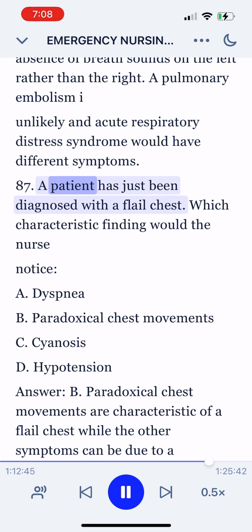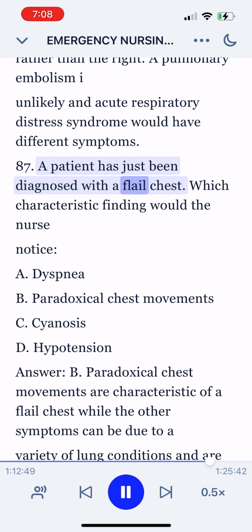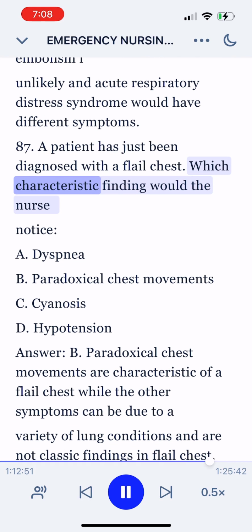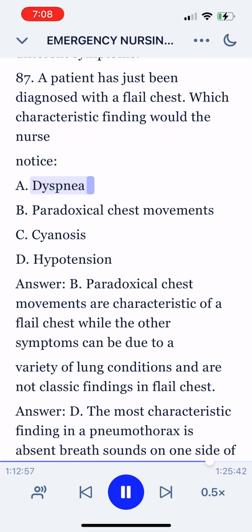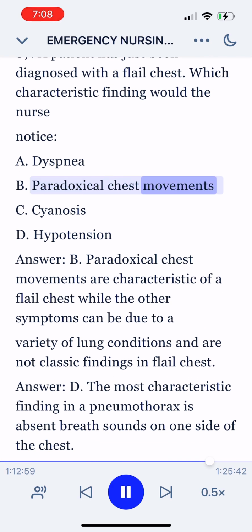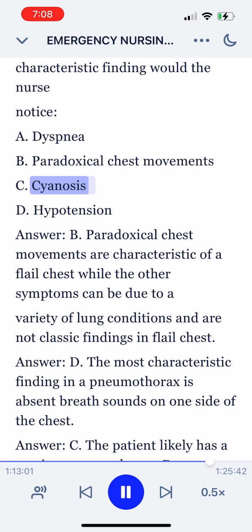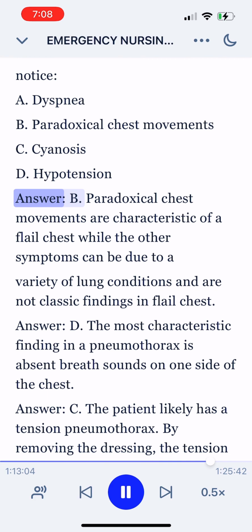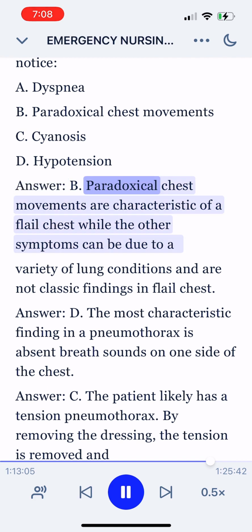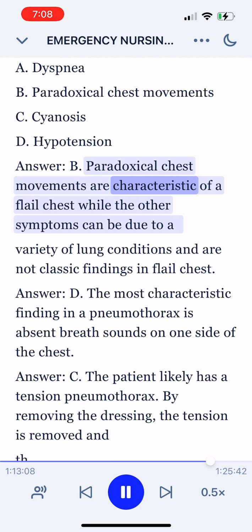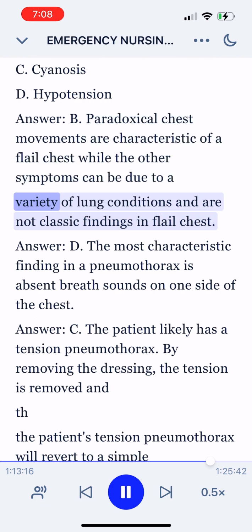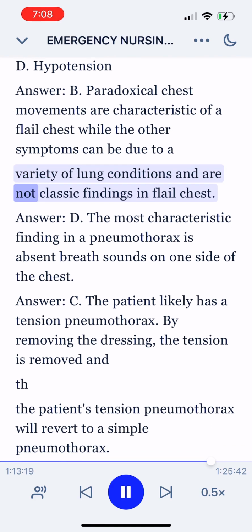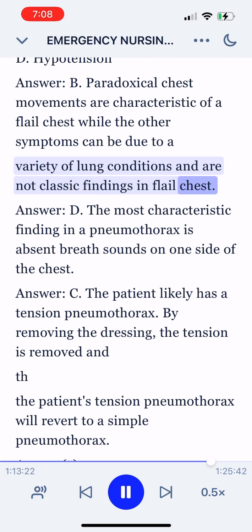87. A patient has just been diagnosed with a flail chest. Which characteristic finding would the nurse notice? A. Dyspnea. B. Paradoxical chest movements. C. Cyanosis. D. Hypotension. Answer B. Paradoxical chest movements are characteristic of a flail chest while the other symptoms can be due to a variety of lung conditions and are not classic findings in flail chest.